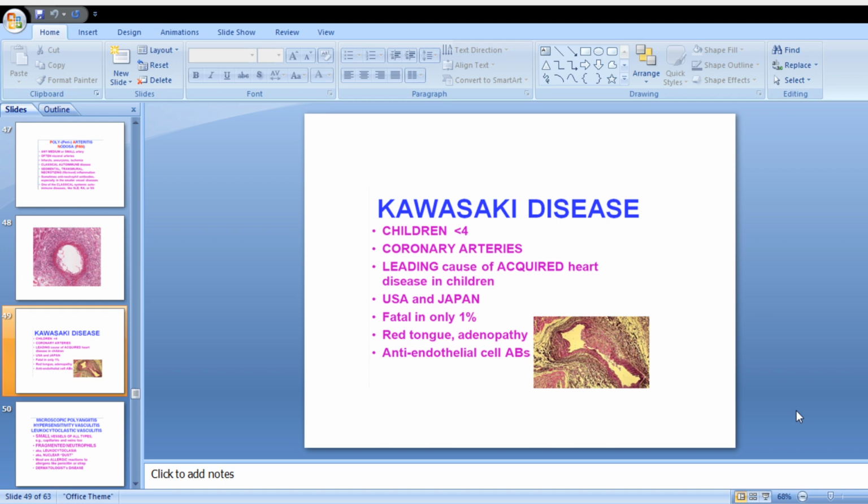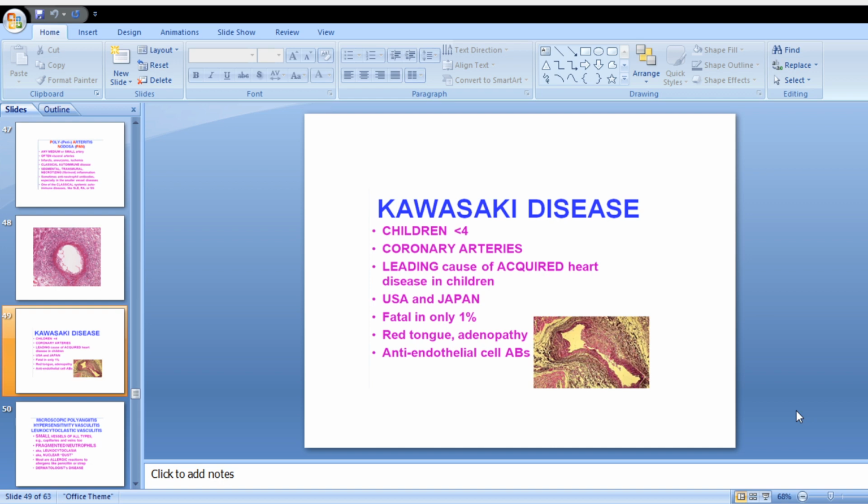Then Kawasaki disease mainly involves children less than 4 years, and coronary arteries are affected by this disease. In USA and Japan, it is very common. The mortality rate is about 1%, and the patients show a red tongue. Adenopathy is also common. Anti-endothelial cell antibody can be seen in this case.